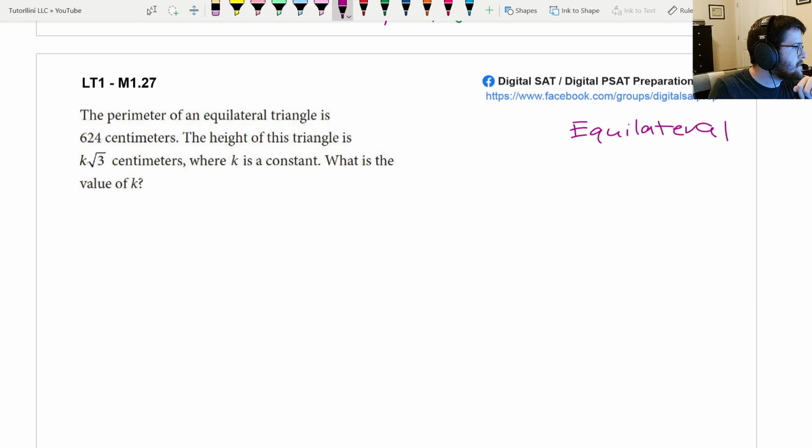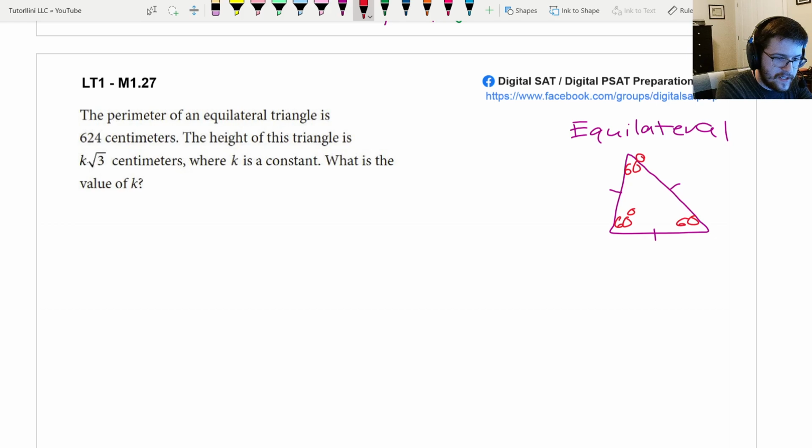Let me see if I can pull this up too. It has all equal sides, and the perimeter would be 3s, and it has all equal angles. They're all 60, 60, 60.